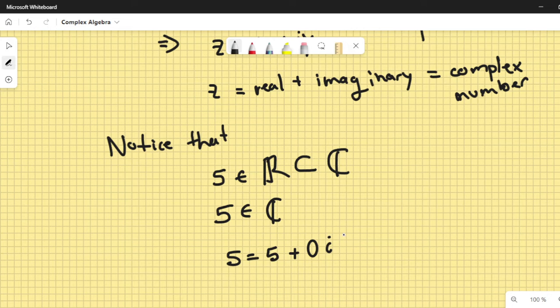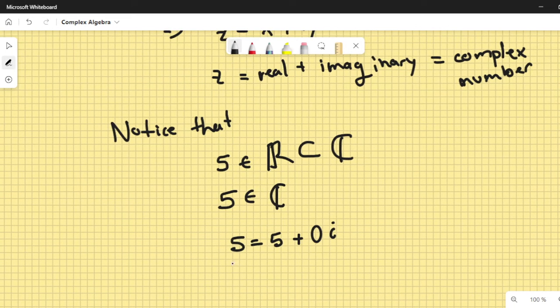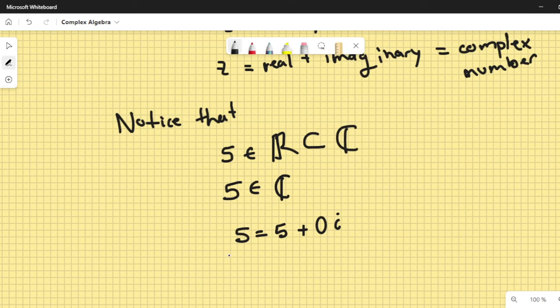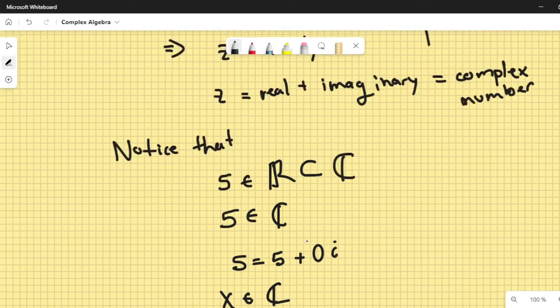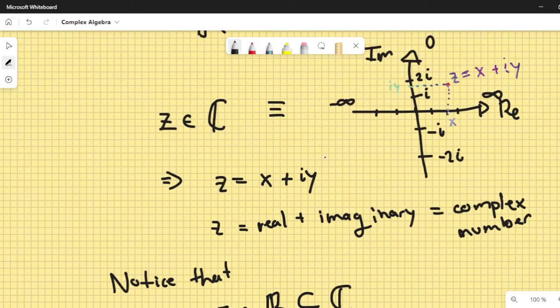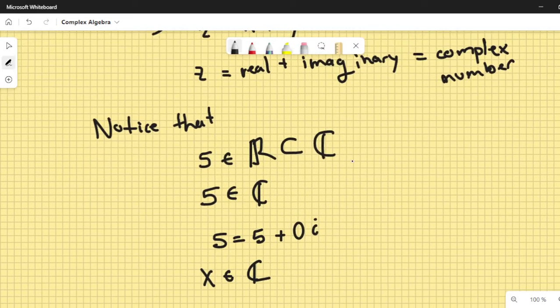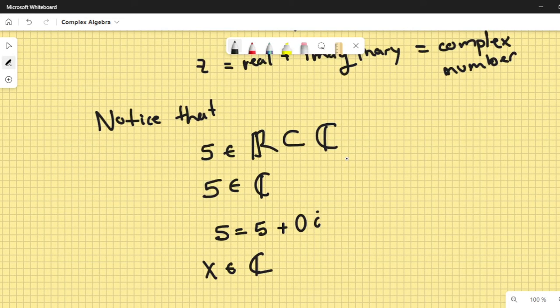So this works for every real number. So we notice that all real numbers are also complex numbers, right? It's not very common to call them complex numbers. I mean, it sounds a little bit weird. It's uncommon, but they are. They belong to the real numbers, which is a subset of the complex numbers. So technically, they are also complex numbers.